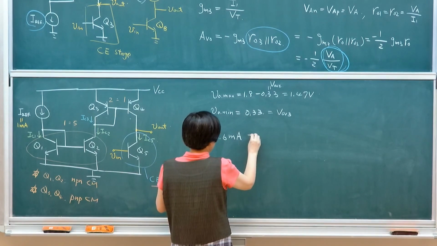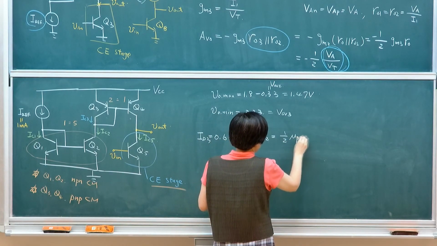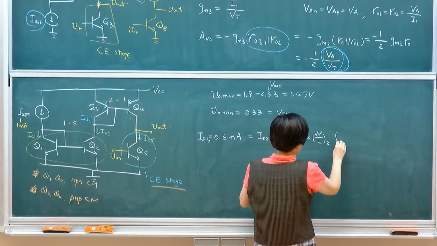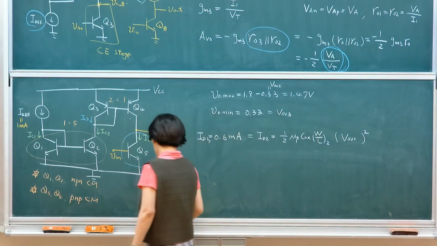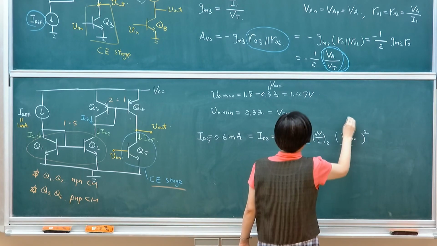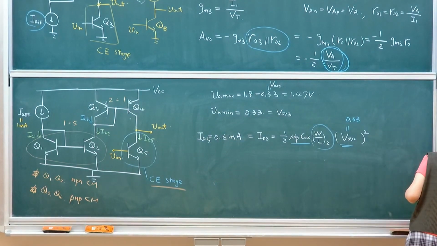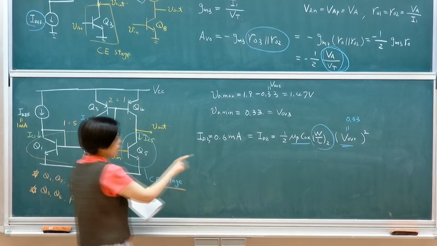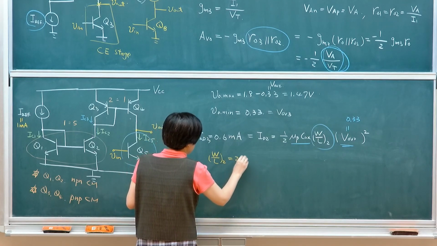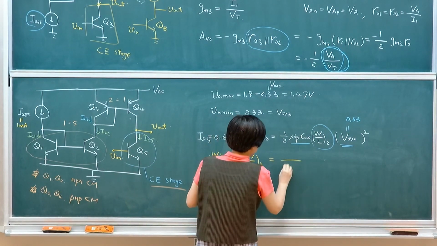So if this is 0.6, this actually equals ID2. So this would then give me 1/2 mu p Cox W over L2 VOV2 squared. Okay, so in this equation, I already know this level. I already know this is 0.33. So I could determine W over L2. Because your device's mu Cox is twice as small but the same current, you can obtain that W over L2 is 2 times W over L3 to get the same current, because it's PMOS. So that is 0.1840.